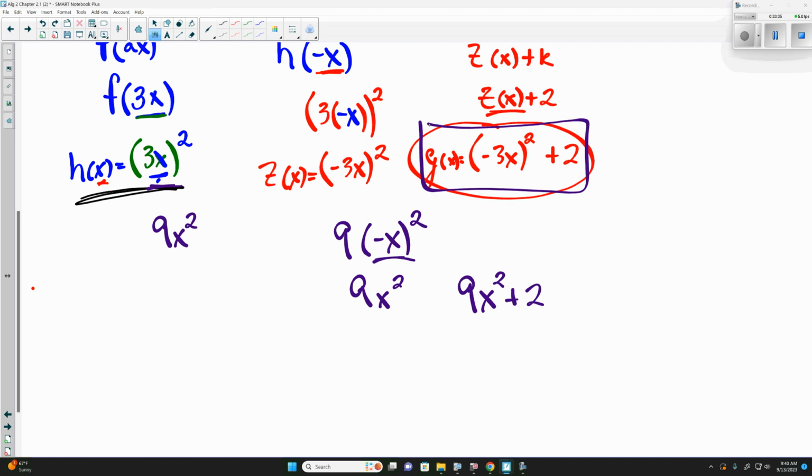So the x is still there, it's just not attached to the 9 anymore. So you got the 3x squared out of the way. You've got to square the x. Yeah. Makes sense.